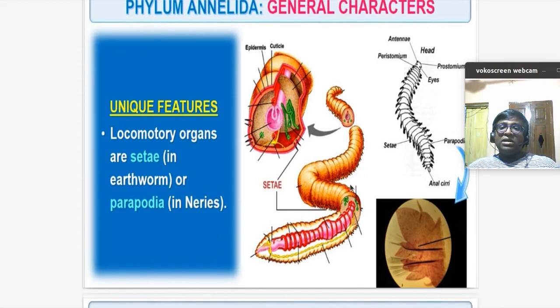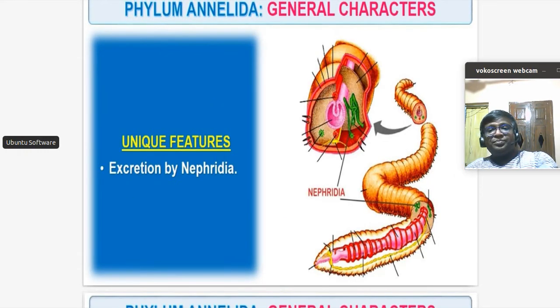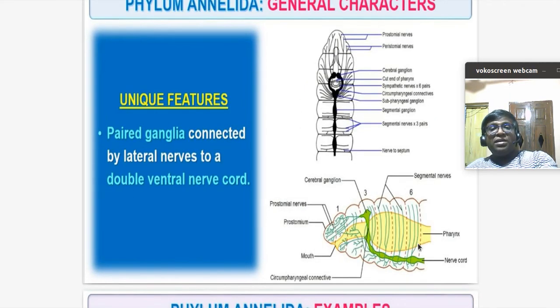So locomotory organs, you can notice here small hair-like structures in earthworm. They are the setae. So locomotory organs are setae, and in case of nereis, you can notice a protrusion called parapodia, and they have setae. So parapodia is noticed in nereis. Excretion is by nephridia. So the excretion in case of Annelida is by nephridia.